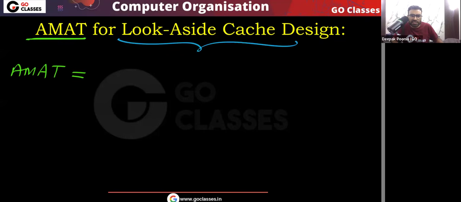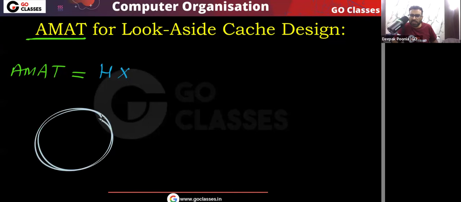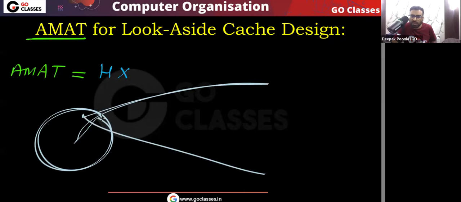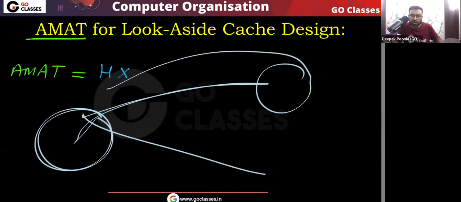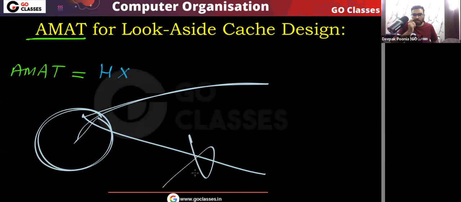So for look aside cache design, what will be the average memory access time formula? That is very simple. When there is a hit in the cache memory, what is the total access time seen by the processor? Remember, every memory request generated by the CPU goes to the cache memory and also to the main memory. When there is a hit in the cache memory, the CPU will get the data from the cache memory, and the CPU can just cancel this memory request to the main memory.